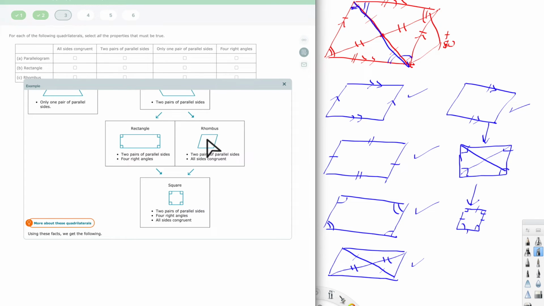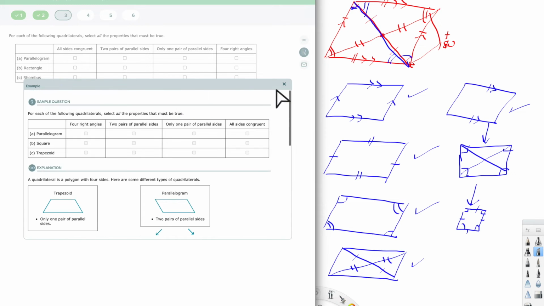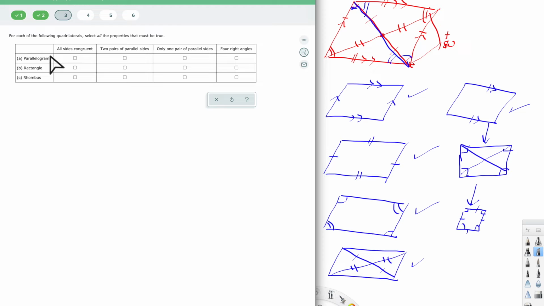Okay, so now we're going to go through and we're going to use these facts to fill in that chart. So all sides are congruent. For a parallelogram, that's not always true. So remember, you want to make sure that it has to be always true. It can be true, but it's not always true. 2 pair of parallel sides, that's true for a parallelogram, a rectangle, and a rhombus. All 3 of them have to have those 2 pairs of parallel sides because they're all parallelograms.